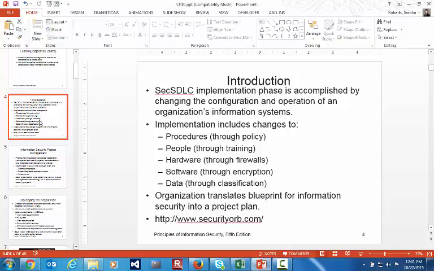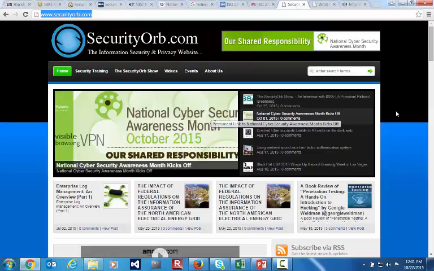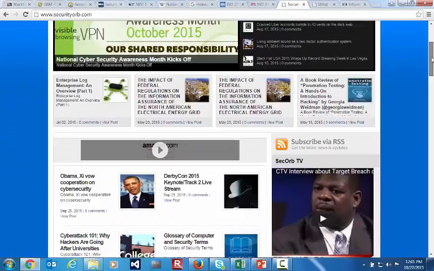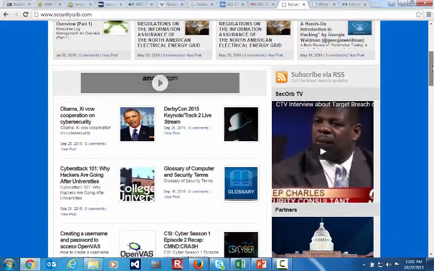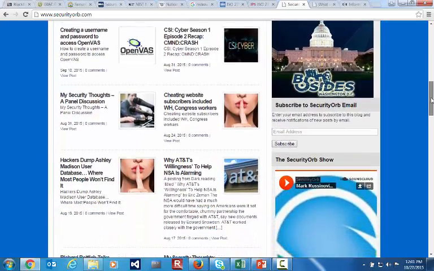So the implementation phase of that life cycle, changing the configuration and the operations. And that's what I was just saying, that it includes changes to those five things that we know are included in a security plan. I did look at this company, Security Org. Lots of things there, and I hope you'll take the time, if you are a cybersecurity major, to look some of these up. You're going to get a lot of information on these sites.